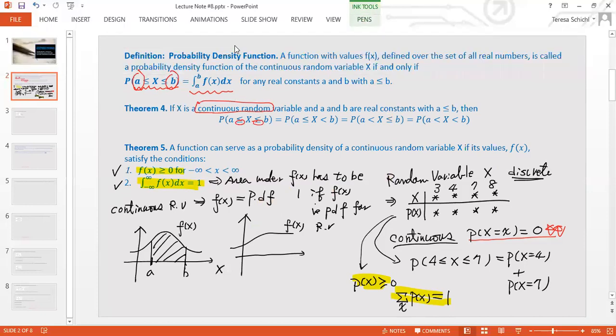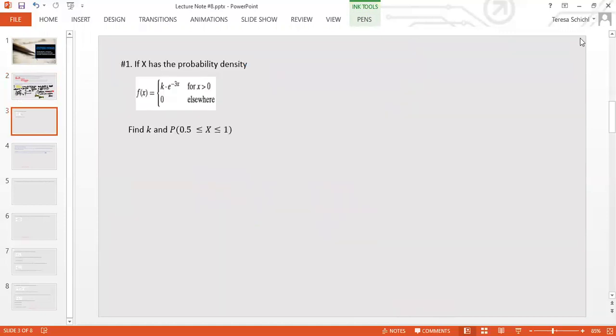Now let's take a look. That's why, when you take this class, your school will always require you to finish Calculus 1 and Calculus 2, because we are going to use integrations here. Now let's take a look at the problems. Let's say x has a probability density function f of x equal to k e to the negative 3x for x greater than 0, and I want to find k, and also find a probability.